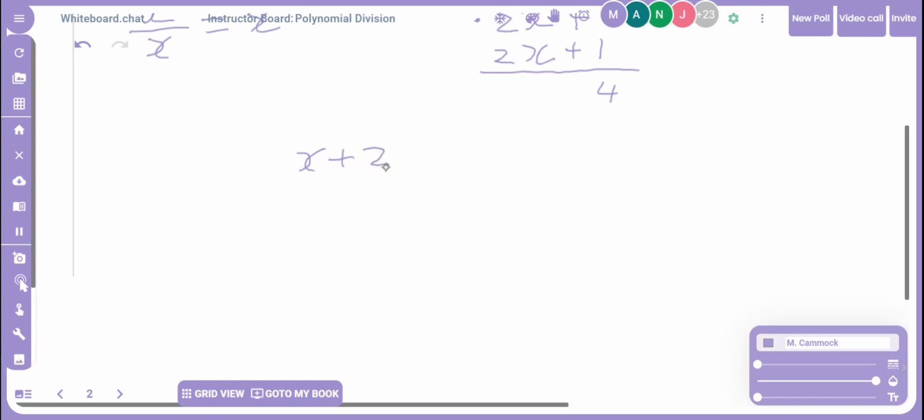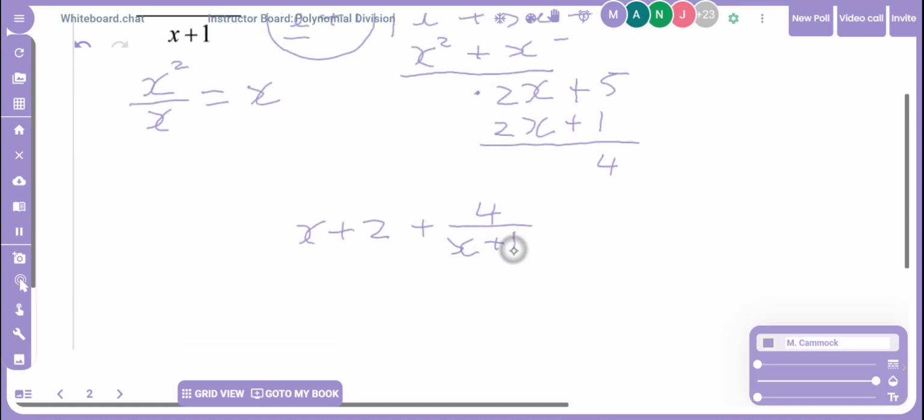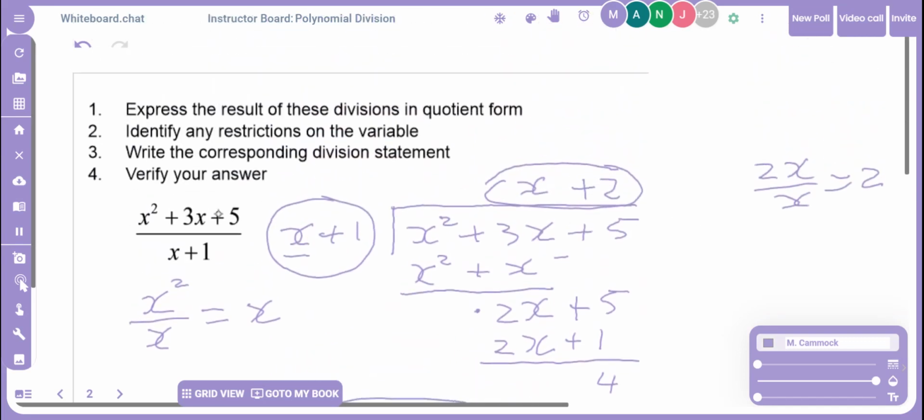Then I'm going to put, this is quotient form, the remainder, which is 4, and it's a plus 4, by the way, over the divisor, which was x plus 1. This thing here is my quotient form. This is just like taking the original function, x squared plus 3x plus 5, and thinking of that as an improper fraction.